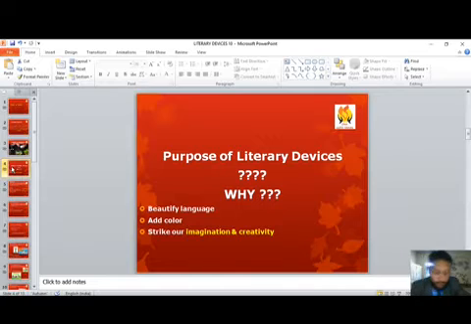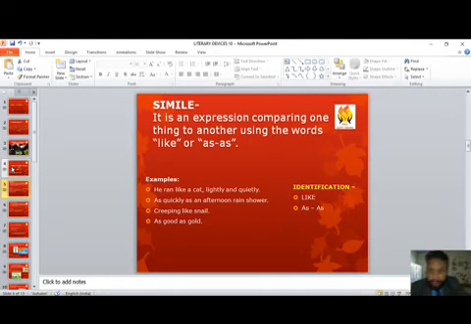So what we are going to discuss today, students, is that there are many literary devices and many figures of speech in the English language, but I have compiled here only the figures of speech, the poetic devices, or the literary devices, which are very important keeping in view your syllabus. So we are going to cover some of them. We are not going to cover all literary devices.